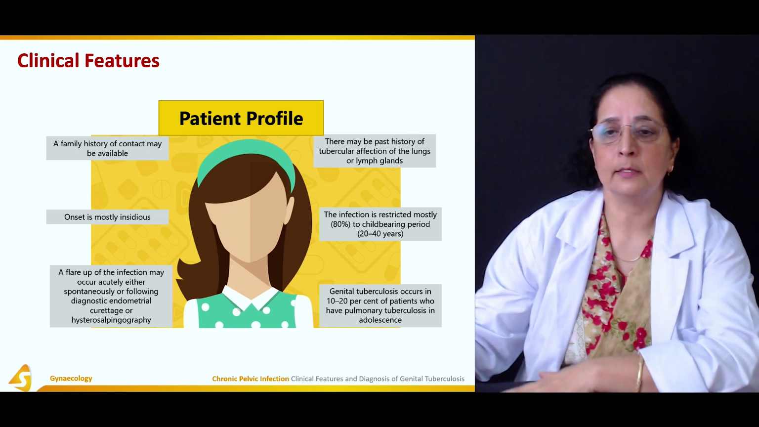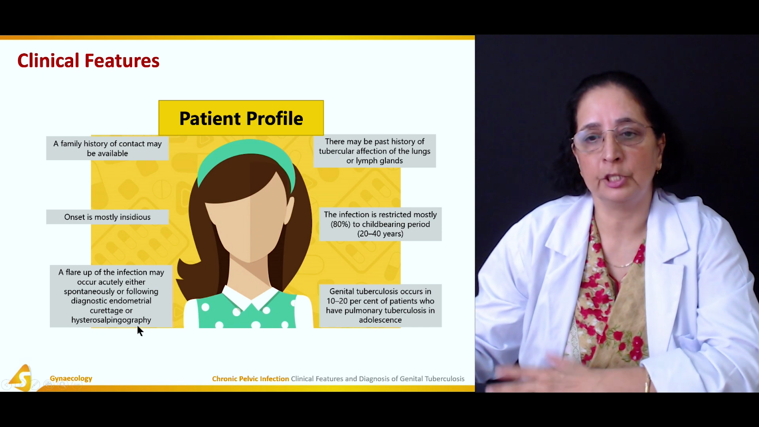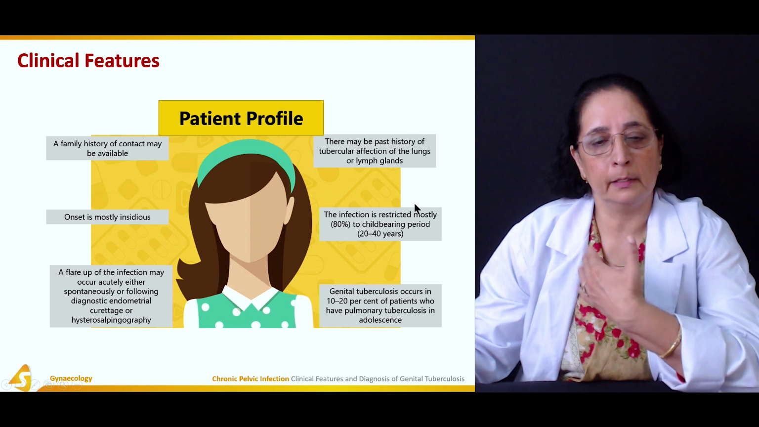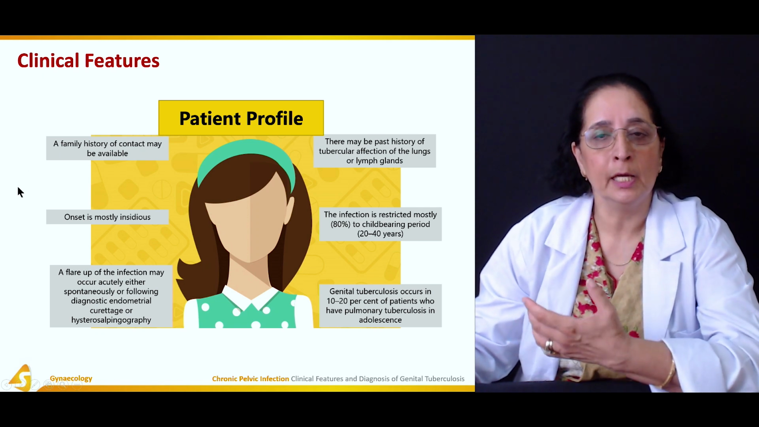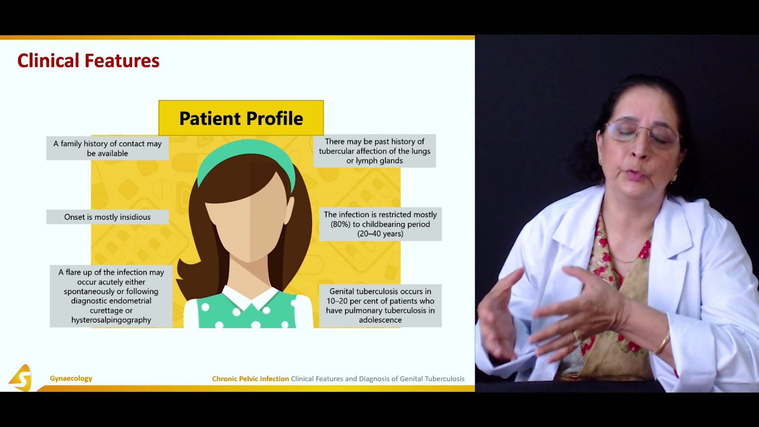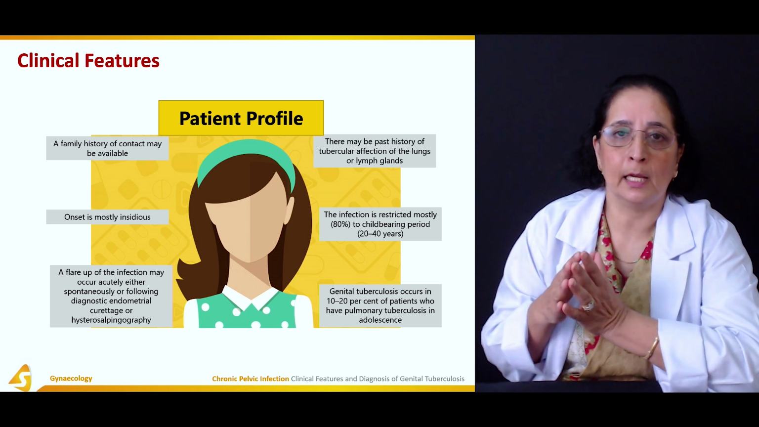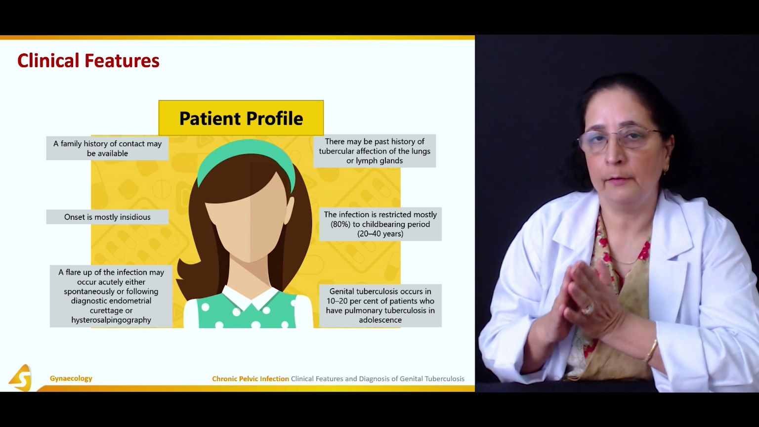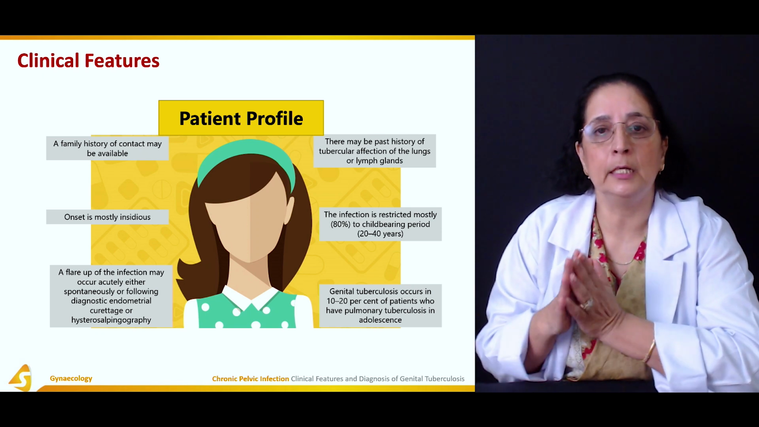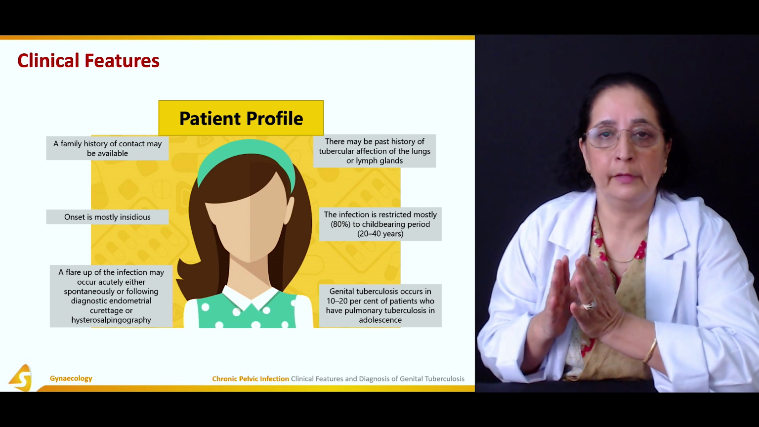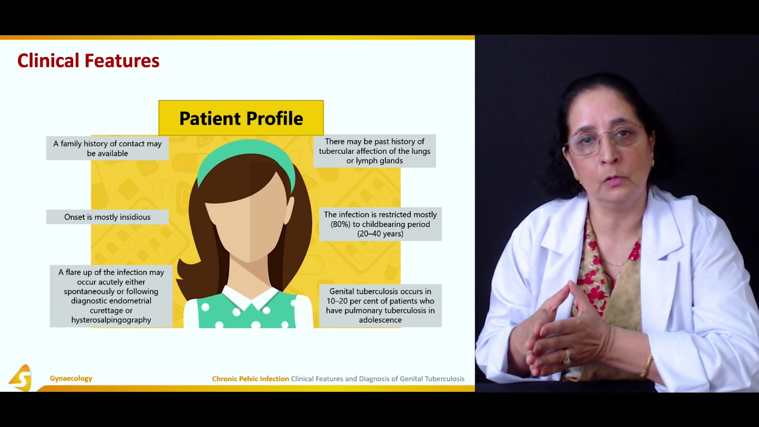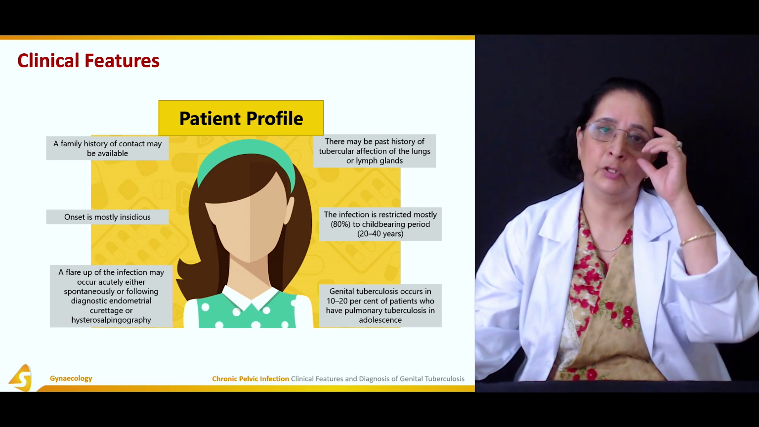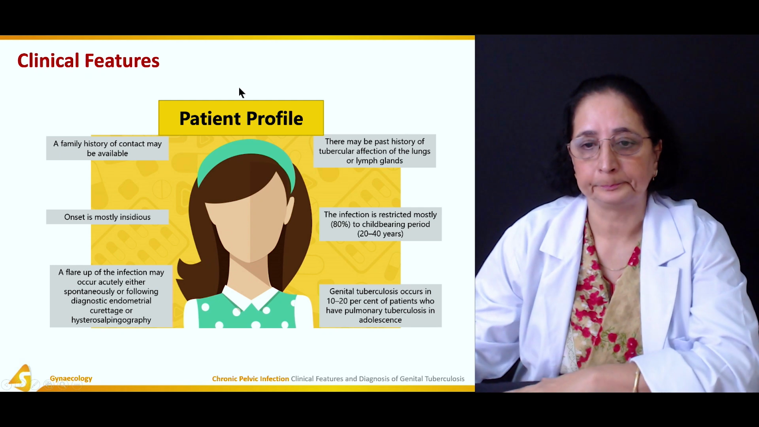There may be a past history of tubercular infection of the lungs or lymph nodes. Again, besides the family history, the patient might give a past history of tuberculosis. Ask the patient if treatment was completed, whether they had the full course for tuberculosis, and whether it was cured or not. So usually there is a history of previous infection.